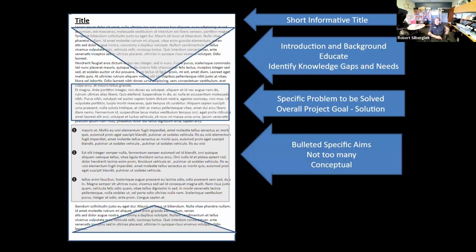Then the body is the actual specific aims themselves. And that's maybe another quarter to a third of a page. And then the rest of the page is this conclusion triangle that builds from your specific focus to the broader impact that you're going to have.